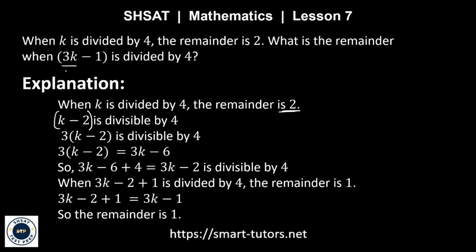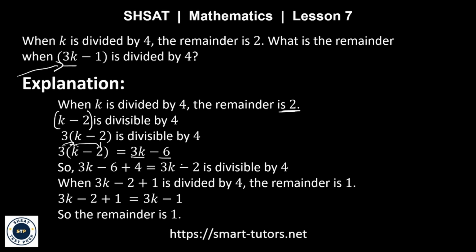So we want to see what is the remainder when 3k minus 1 is divided by 4. So we can try to make this expression closer to this expression right here. So we want to multiply k minus 2 by 3, so that it would still be divisible by 4. Whenever we have a number outside of a parentheses and we multiply it, it will go into both. So that gives us 3k minus 6.